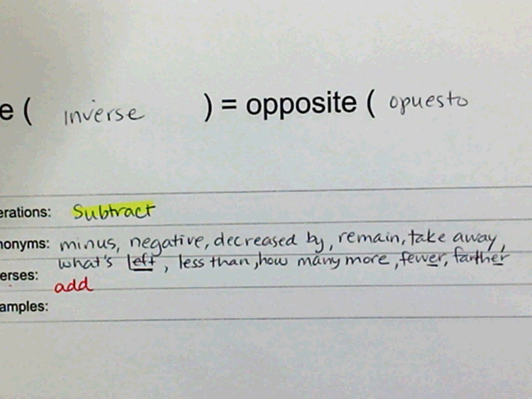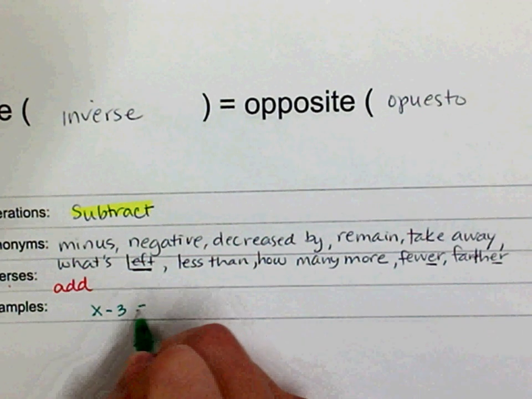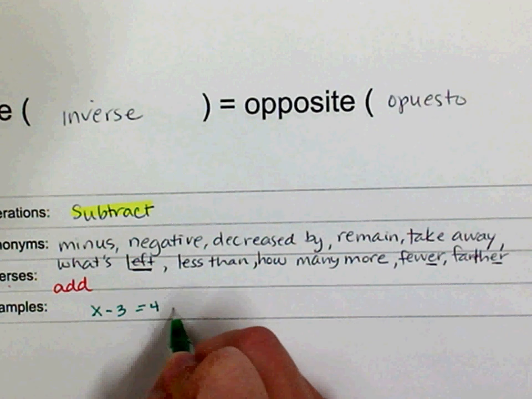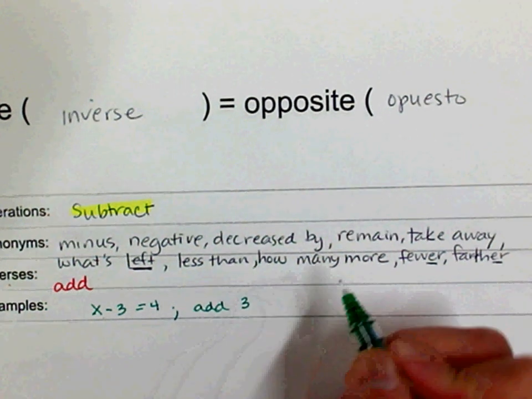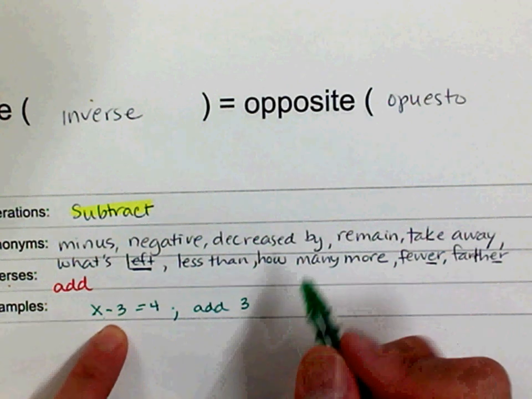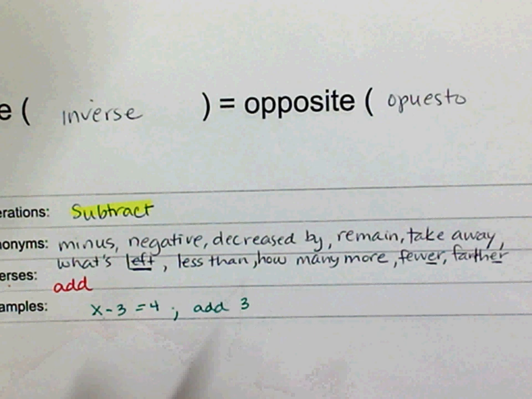Now, an example would be x minus 3 is equal to 4. So how would you solve for x? You would add 3. You will always add or subtract if you have two or more terms. Never multiply or divide.